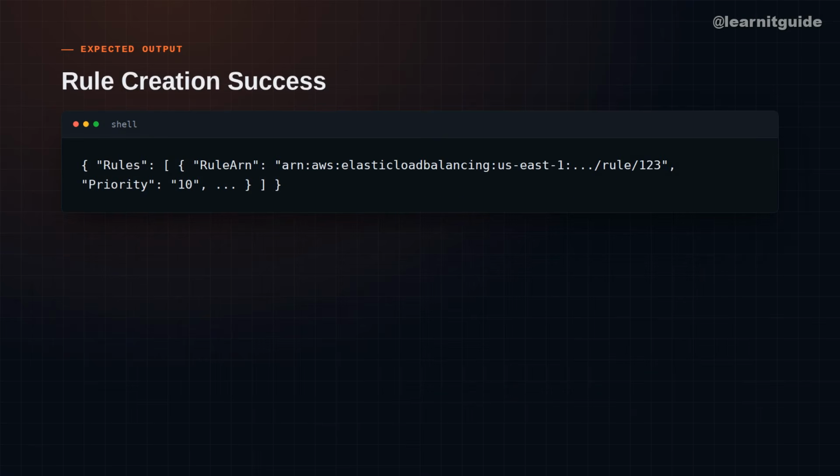If the command succeeds, you get back the JSON object containing your new rule ARN. This confirms the ALB has accepted the OIDC configuration. If you see an error here, it is usually because the ALB cannot reach the Microsoft endpoints due to a lack of NAT gateway or incorrect security group egress rules.